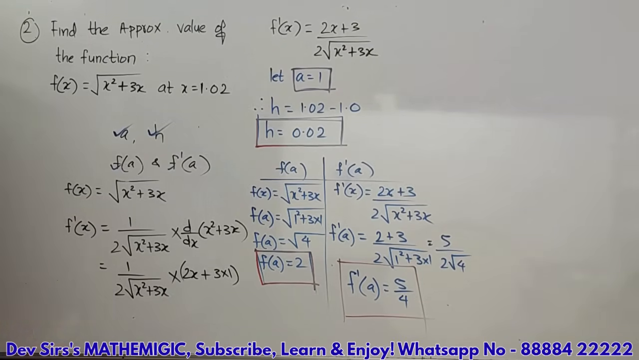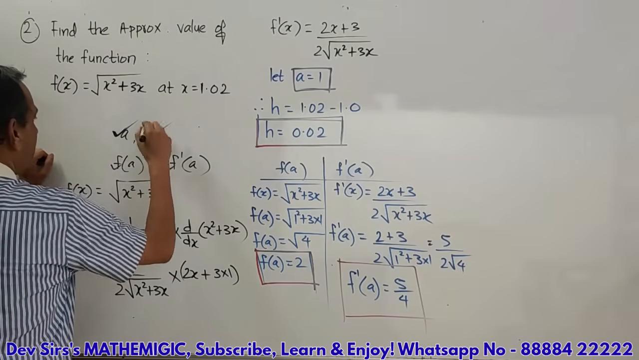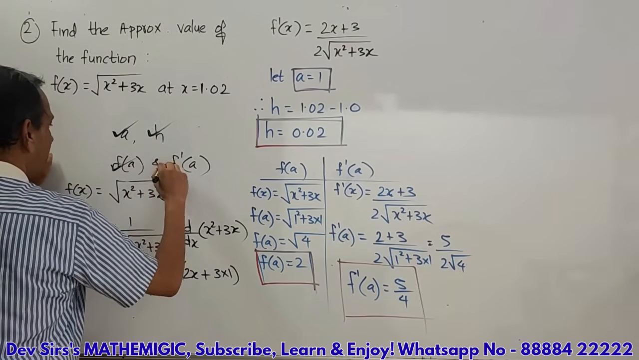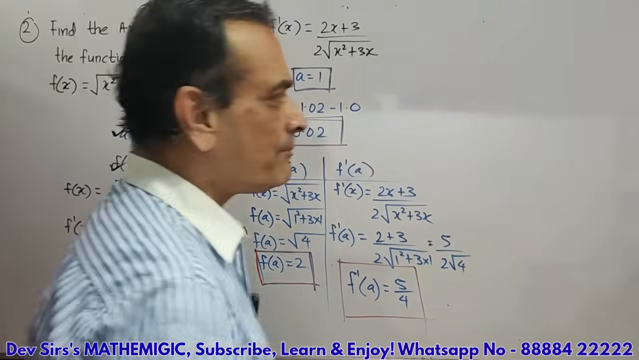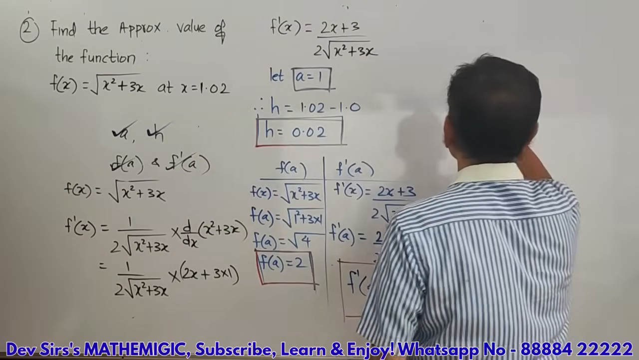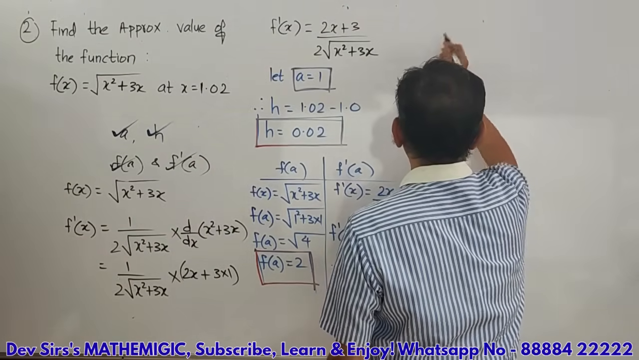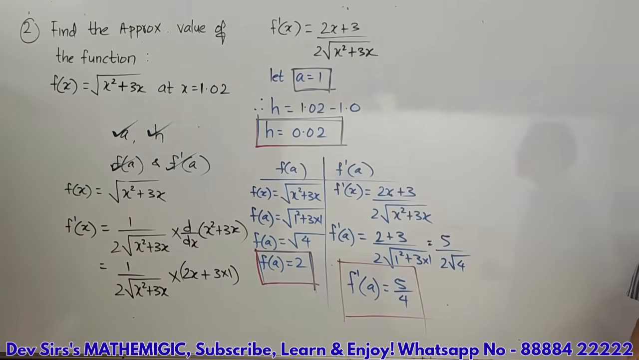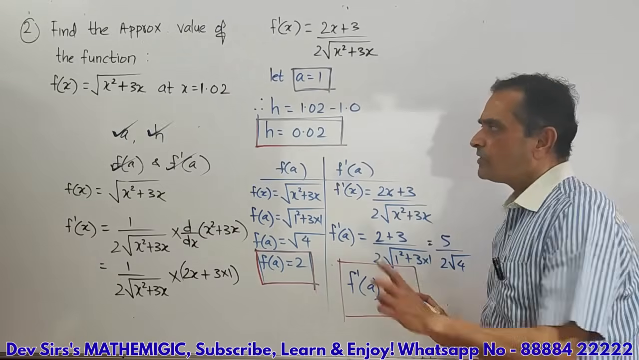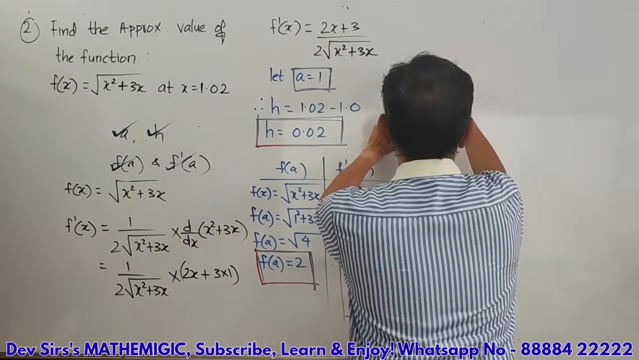So we got all 4 now: a, h, f a, f dash a. We got everything. Finally, the formula for approximations. What is the question asked? Find the approximate value of that function. The basic function is that, but first write the formula.